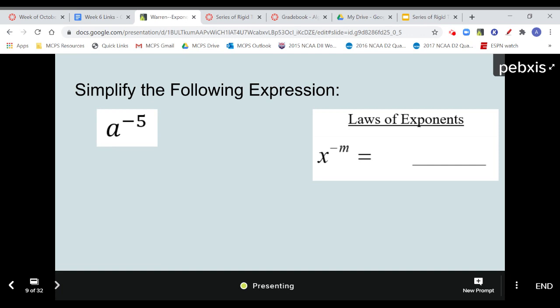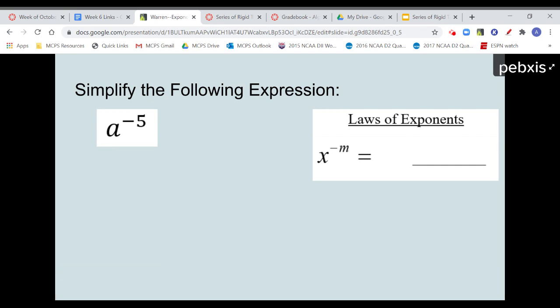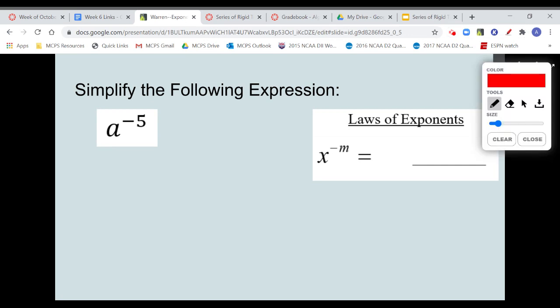Now we're going to talk about negative exponents. A negative exponent is sort of hard to conceptualize, but basically, when I have a negative exponent, I have to do the reciprocal, but I make the exponent positive. So if I'm going from a to the negative 5, that becomes 1 over a to the 5. Basically, I switch which part of the fraction this term is in.